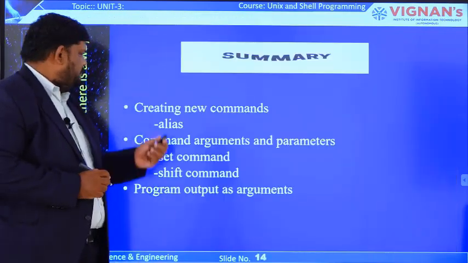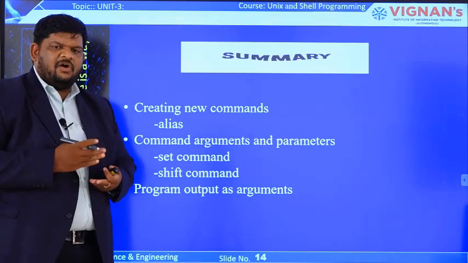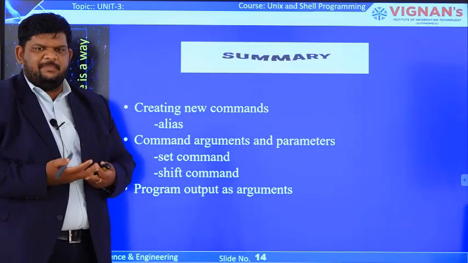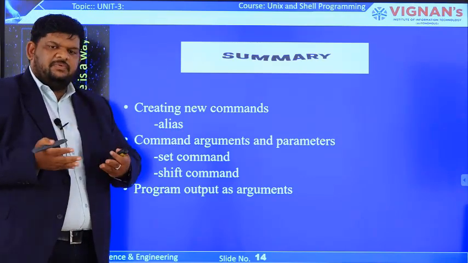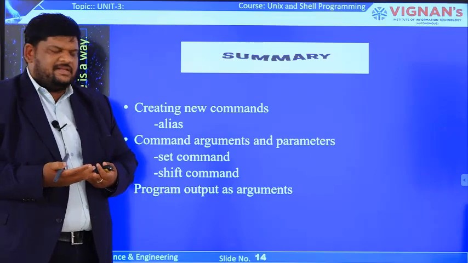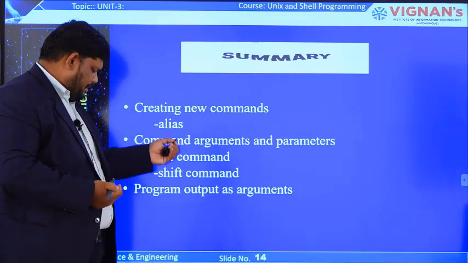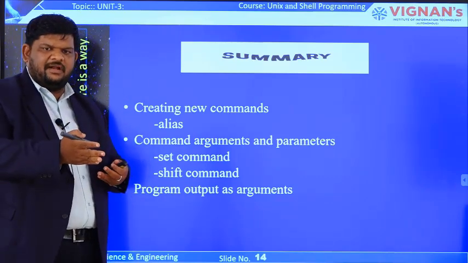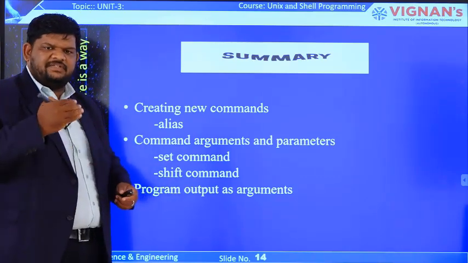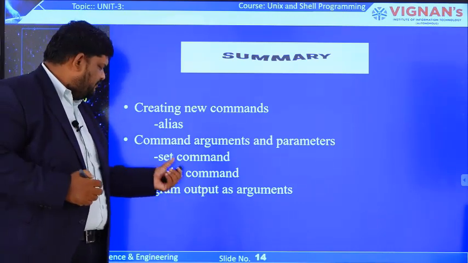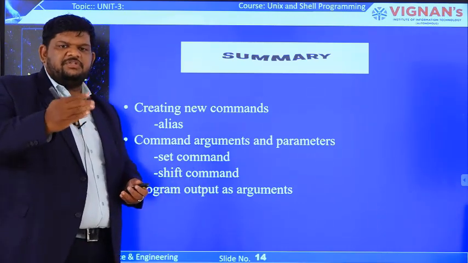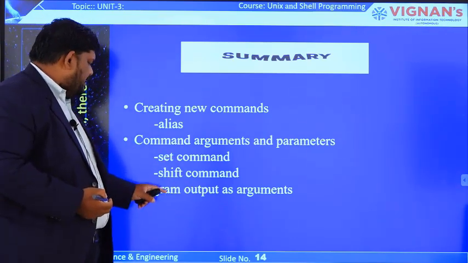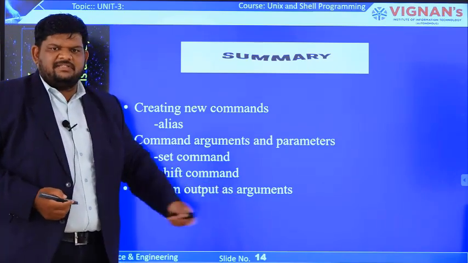Coming to the summary, we saw the need for creating new commands and in how many ways we create new commands, especially with the help of the alias command. With some examples we saw that, and to remove aliases, the unalias command is there. Not only that, we also saw command arguments and parameters, how we pass arguments on the command line, how with the set command we set values to the parameters, and how with the shift command we shift the positions of the parameters. We have seen these with some examples. And we also saw program output as arguments with some examples.